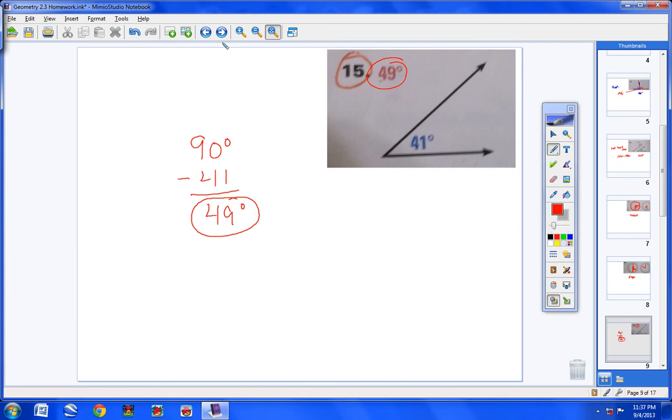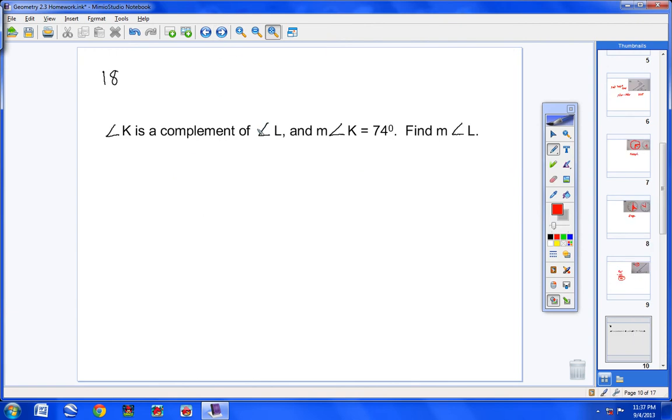All right. Let's take a look at numbers 18, 19, and 20. Now, 18, it says K is the complement of L. So we know those two angles have to add up to 90. Now, one of the angles is 74. So to find the other angle, we're going to subtract. So this would be 16 degrees. So the measure of angle L has to be 16 degrees. And that makes sense. If you add 74 plus 16, you get 90.